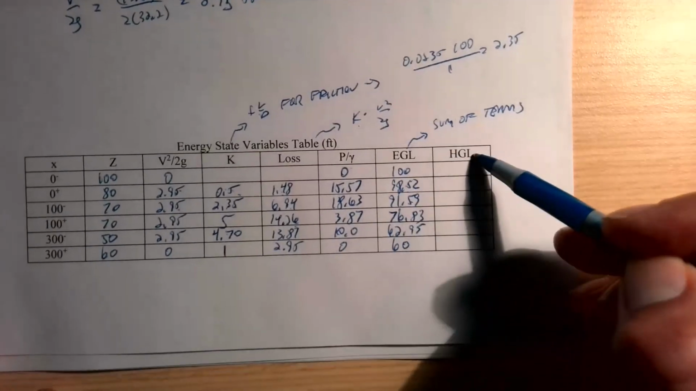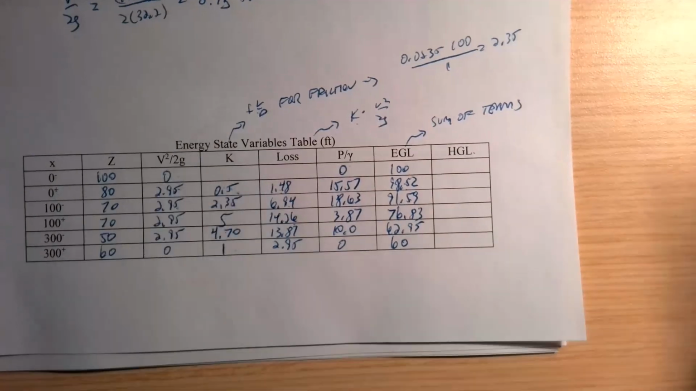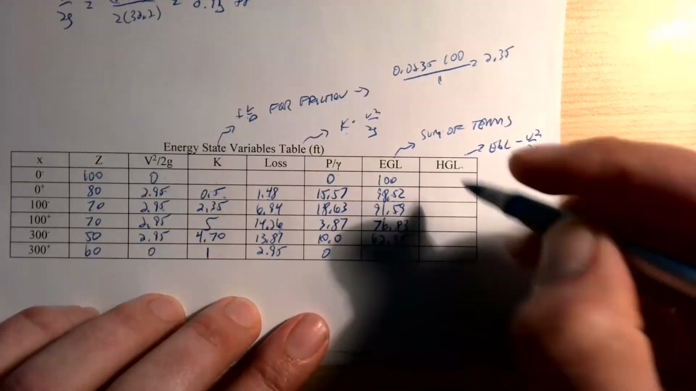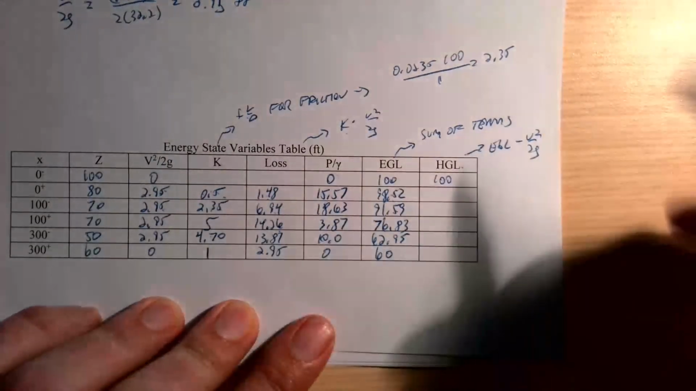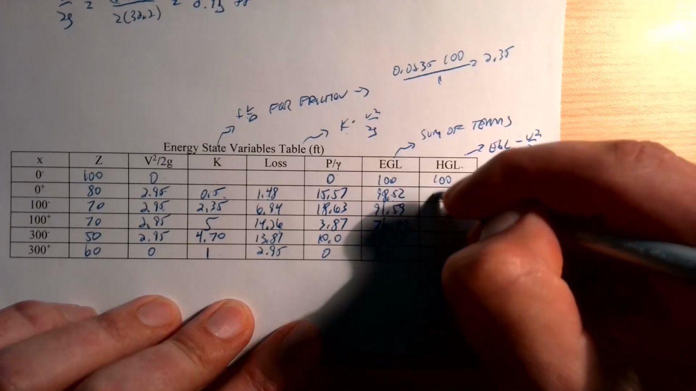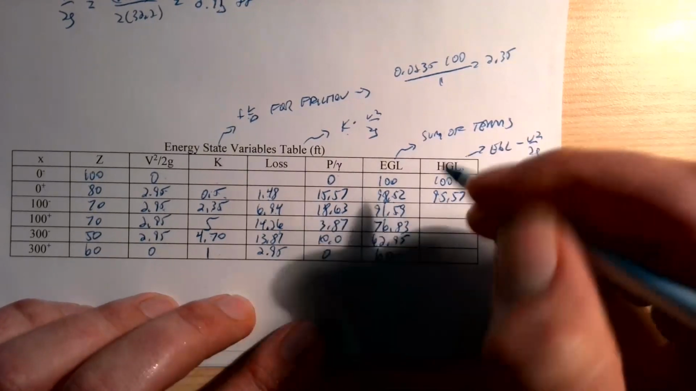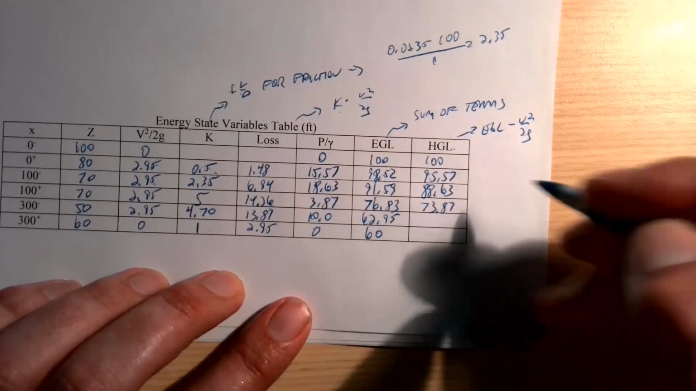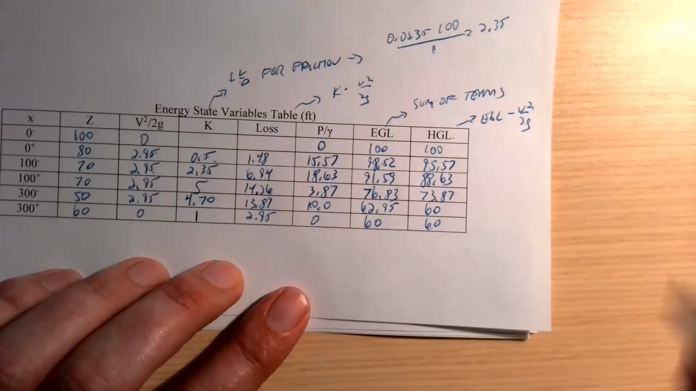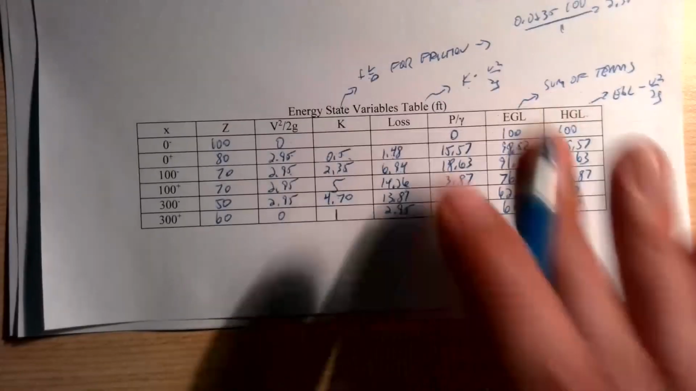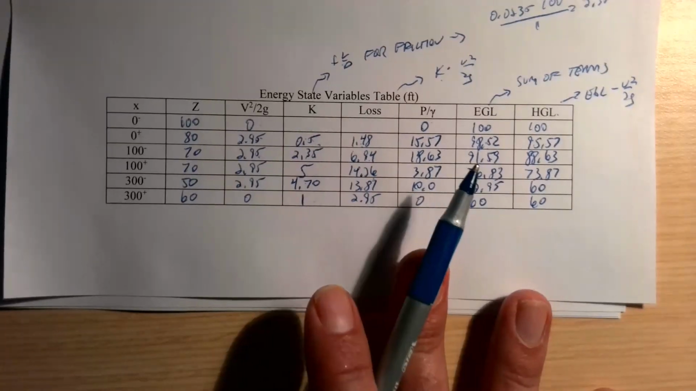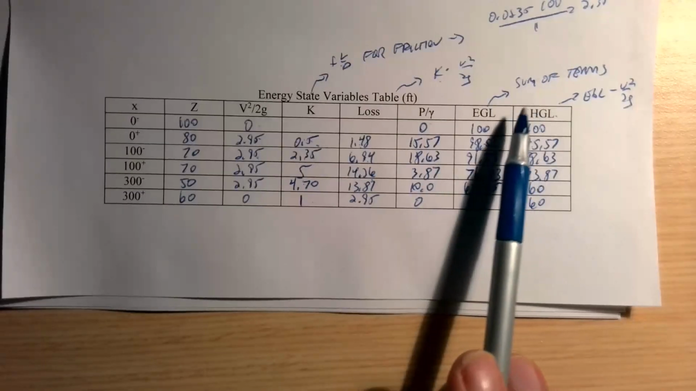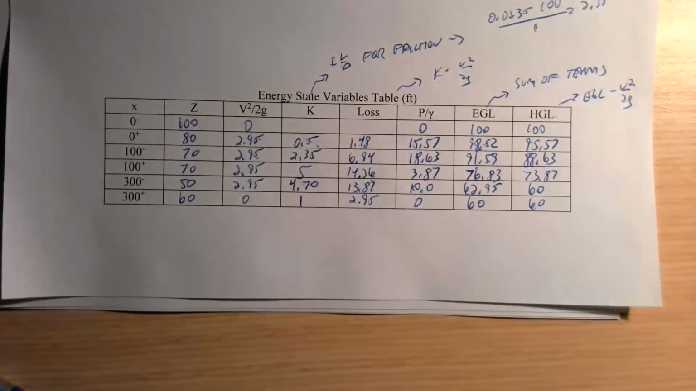Last thing there is the HGL, and remember this is just the EGL minus the V squared over 2g term. So EGL minus V squared over 2g: 100 for the first one, and then 95.57, 88.63, 73.87, 60, and 60. So that gives me the EGL and HGL. If I was delivering this to a client, saying this is the pipeline I'm designing, I would give them a schematic of the pipeline and show the EGL and the HGL on the pipeline. So this is what you would typically do.